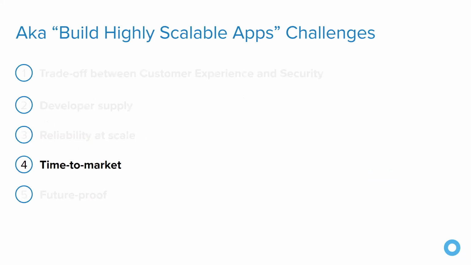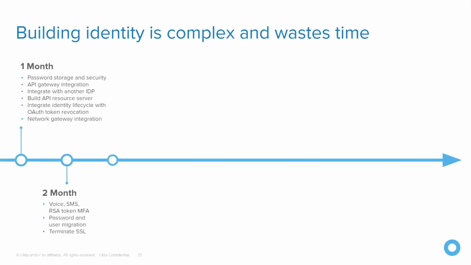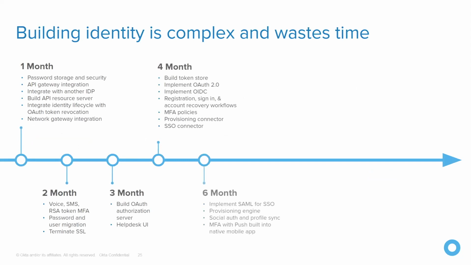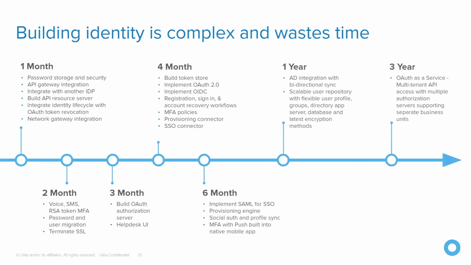Fourth challenge is time to market. Building identity is very complex. We talked about it, and it does take a lot of time. So here are some examples. For instance, if we estimate that it takes a month to integrate with another IDP, 2 months to set up voice or SMS multi-factor authentication, it can take up to 3 years to really build the right customer identity experience for your end users.